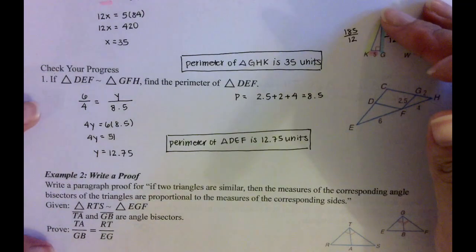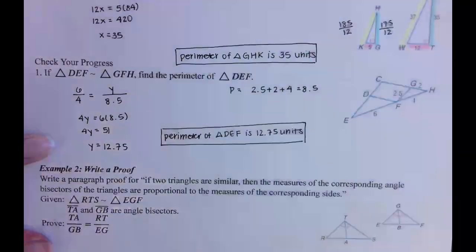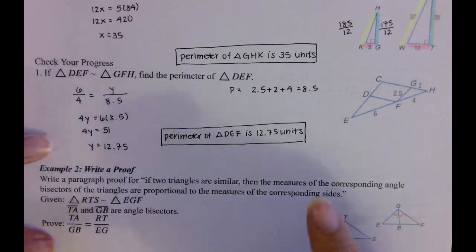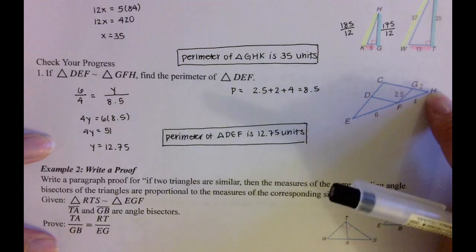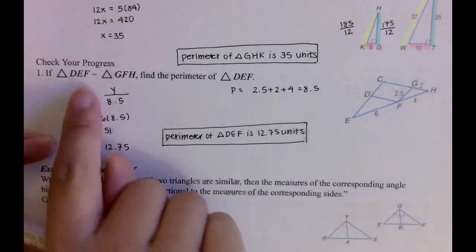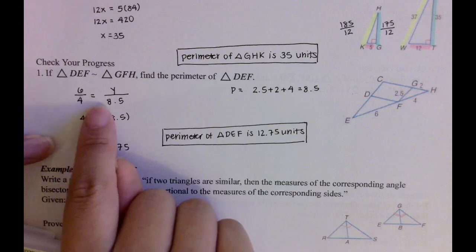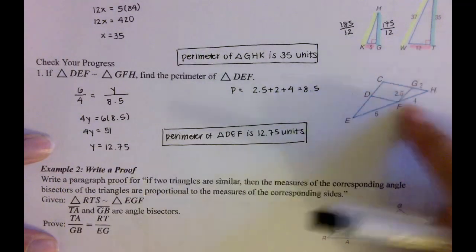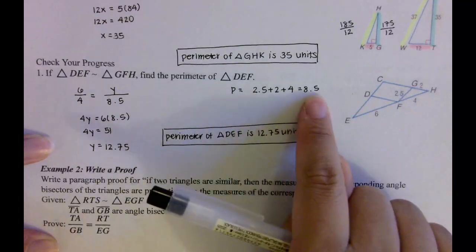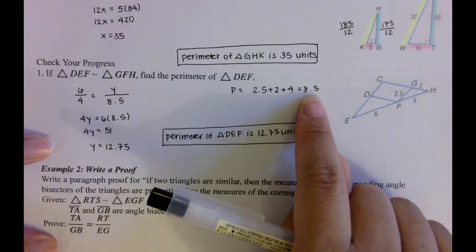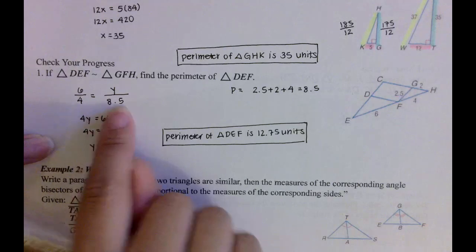Okay, you should have gotten that the perimeter of triangle DEF is 12.75 units. If you got that right, you can move on to example 2. If not, here is your explanation. So here, we know EF corresponds with FH, so that's 6 over 4. We know the perimeter of GFH, so that's 2 plus 2.5 plus 4, which gives me 8.5. So that's the perimeter of GFH.